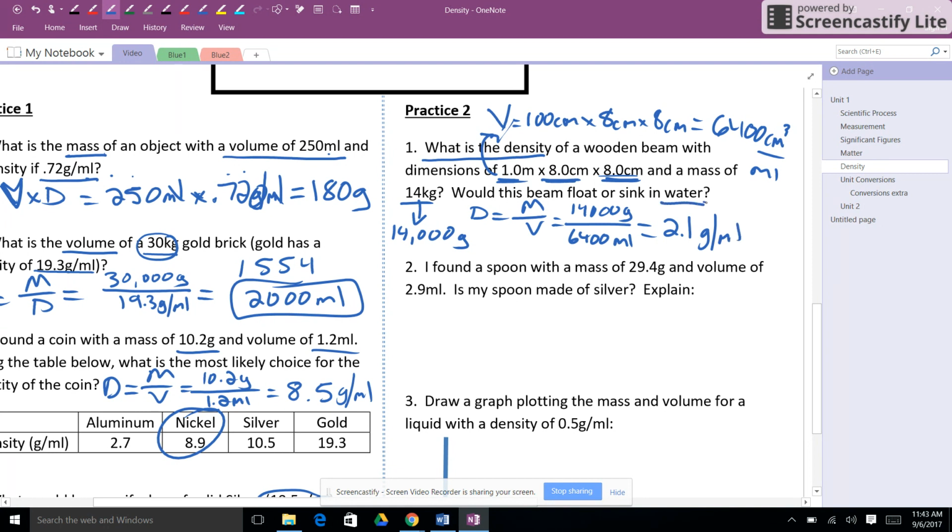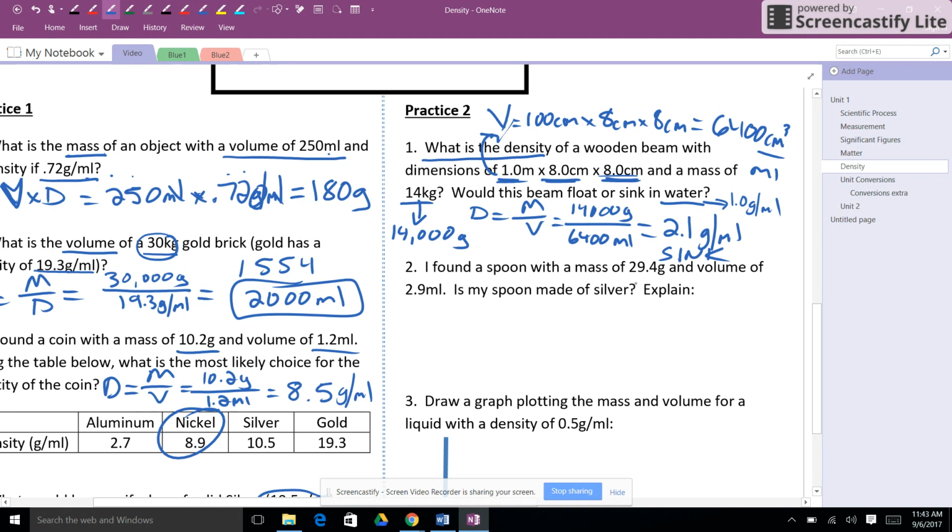So I would now have to look up the density of water, and it is 1 gram per milliliter. This nice easy number to remember. So since this wooden beam is actually more dense than the water, this must be maybe not a typical type of wood, but I guess this type of wood would sink because it is more dense than the liquid it is placed in.